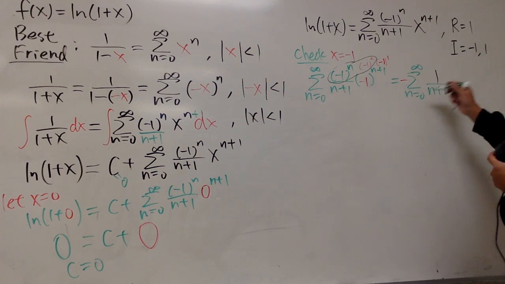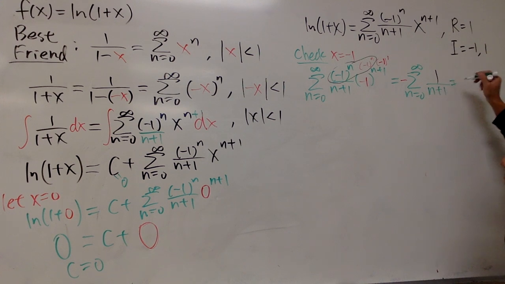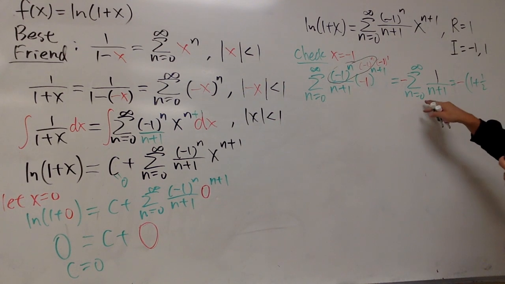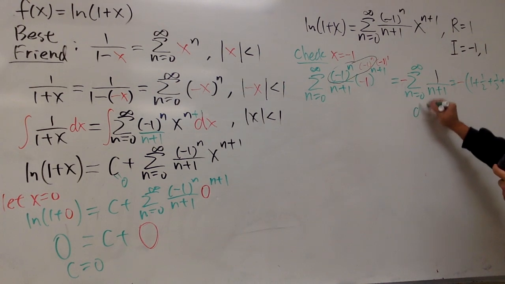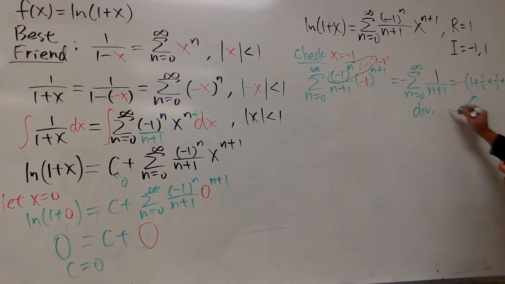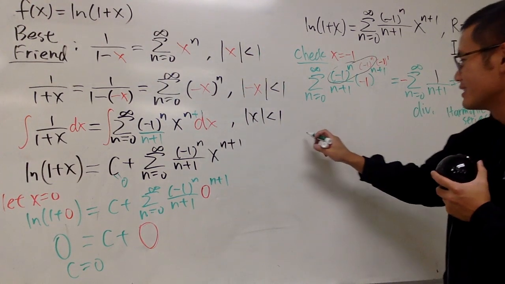This right here is negative. If you put 0, you get 1. If you put 1, you get 1/2. And the next one, you get 1/3, and so on, so on, so on. The truth is, this right here diverges because this is the harmonic series. Anyway, you could have done that, but you should do the check for this case though.